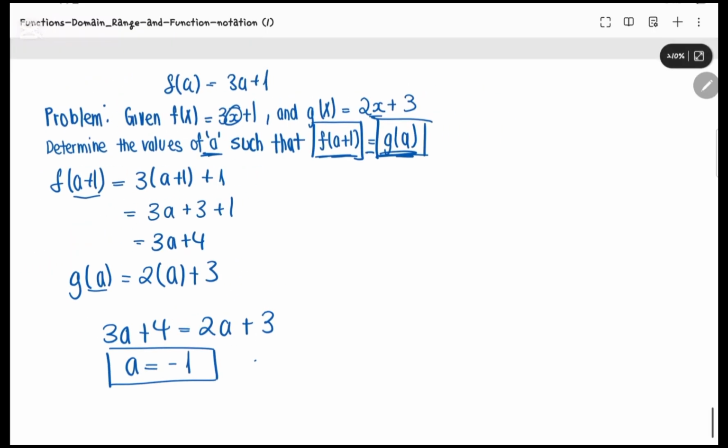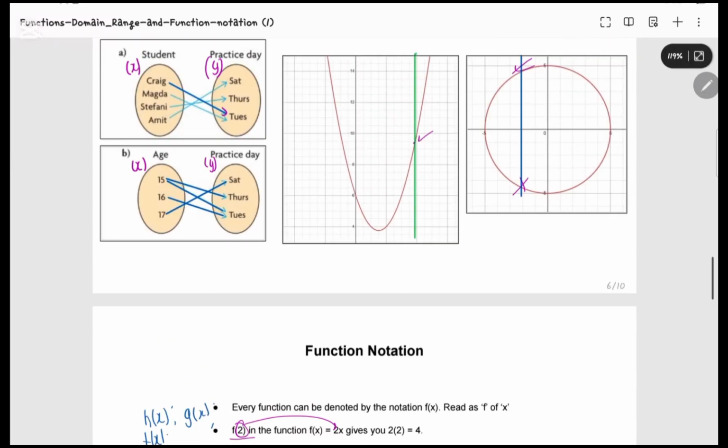Yeah, so that's basically function notation and what a function is.